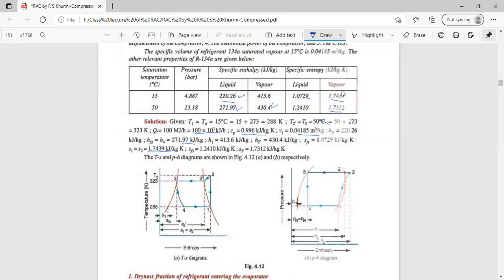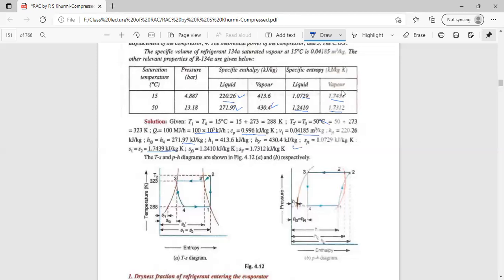And S2 dash, which is equal to S1, is also given, which is the entropy at the point 2 dash, which means the entropy of the refrigerant in the vapor state on the saturated vapor line, given as S2 dash, which is equal to 1.713 kilojoule per kg.